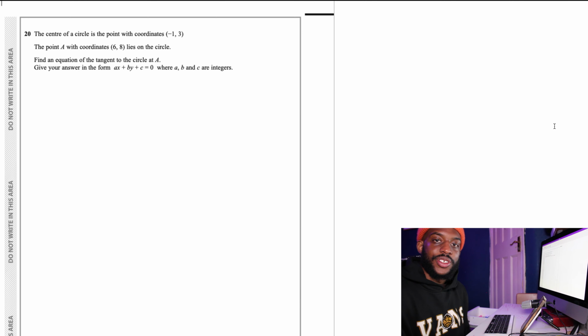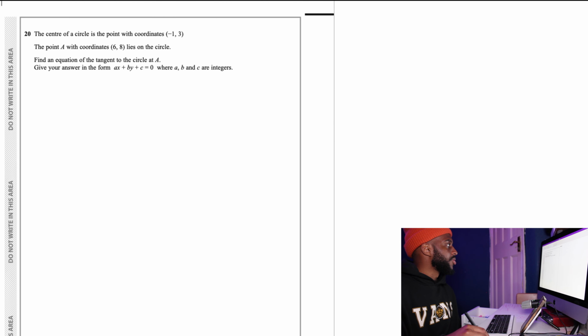In this question, we're looking at straight lines, tangents, and gradients, perpendicular gradients. So it says the center of a circle is the point with the coordinates minus 1, 3. Point A with the coordinates 6, 8 lies on a circle. We need to find an equation of the tangent to the circle at A and give it in the following form.